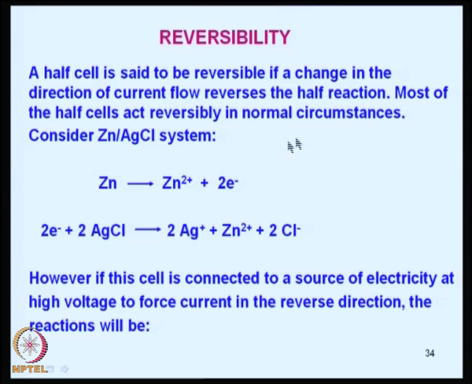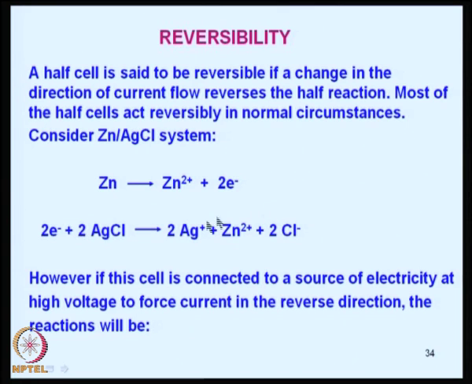Now, let us define a few more terms with respect to electrochemistry, which you come across very regularly. One is reversibility. What is reversibility? A half cell, what we have written so far, is said to be reversible if a change in the direction of the current flow reverses the half reaction. That means most half cells act reversibly in normal circumstances.